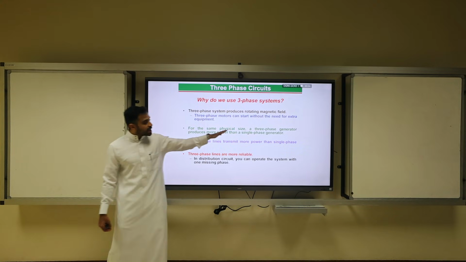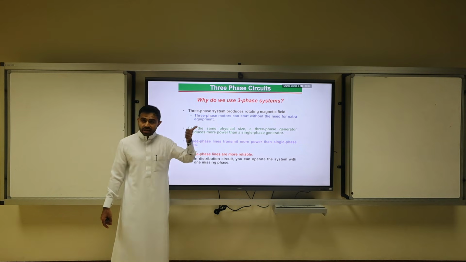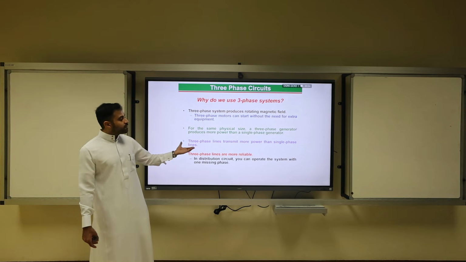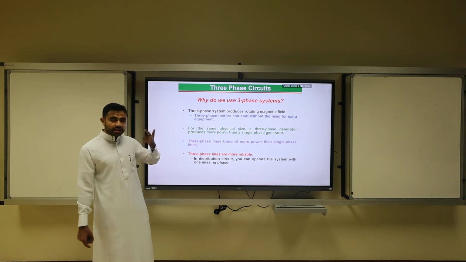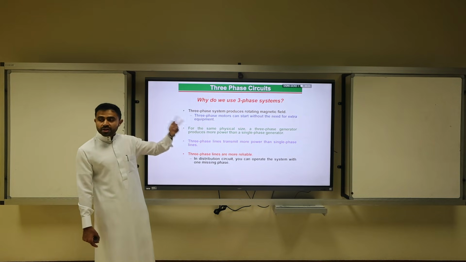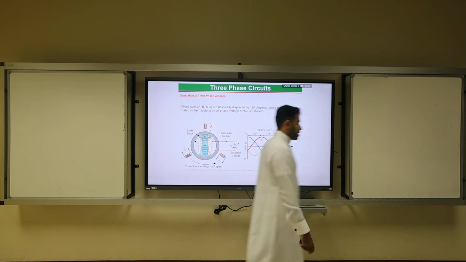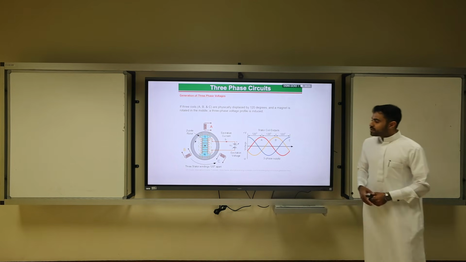For the same physical size, a 3-phase generator produces more power than single-phase. Makes sense. 3-phase lines transmit more power than single-phase lines. 3-phase lines are more reliable. Think of it, if you lose one of the phases, you still have the 2 phases delivering power in your grid. So this is a visualization of a 3-phase system.